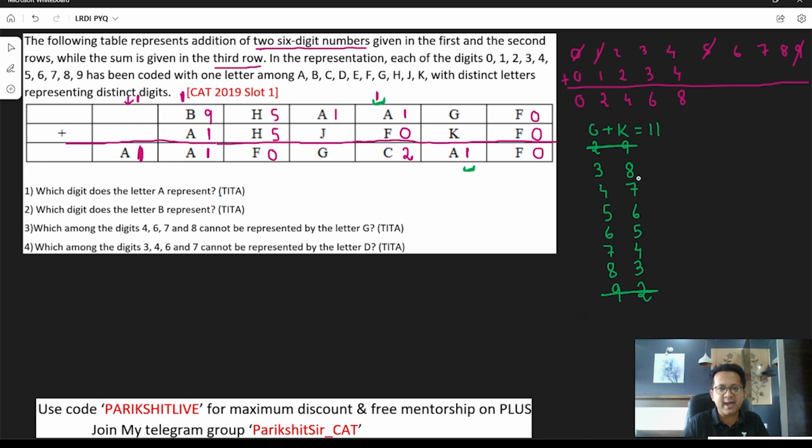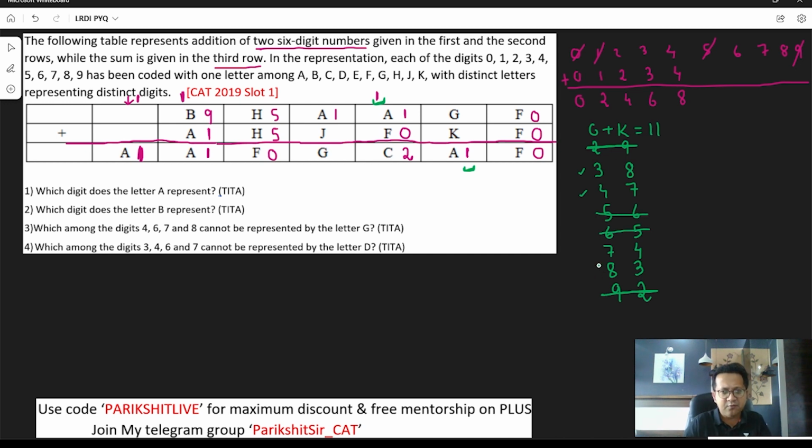Next, are 3 and 8 possible? Looks possible, because none of the characters are 3 and 8 at this point. We will come back. Are 4 and 7 possible? Could be, because none of the characters are 4 and 7 at this point. Looks possible. Can it be 5 and 6? No. Why? H is already 5, so nothing else can be 5. So 5, 6 or 6, 5 is not possible.